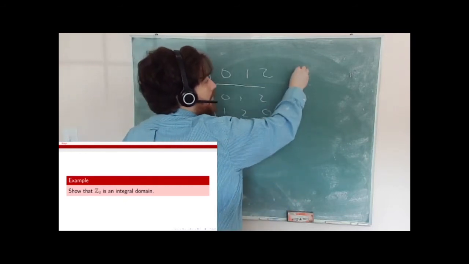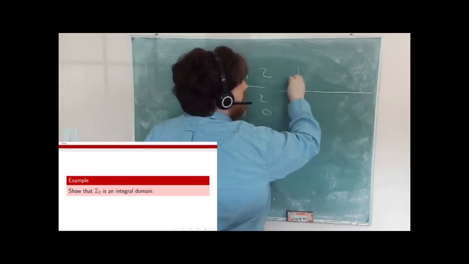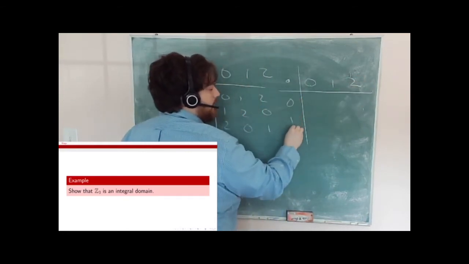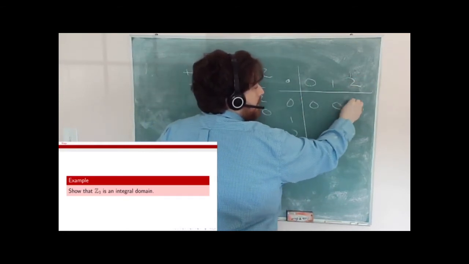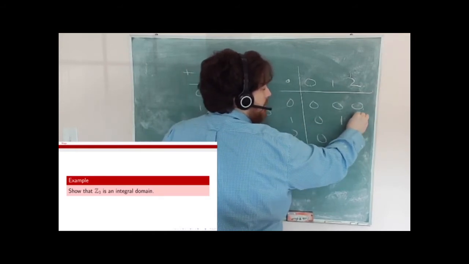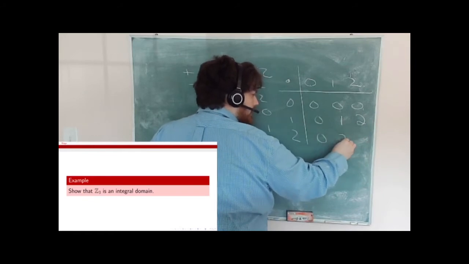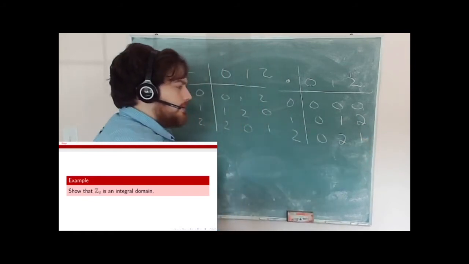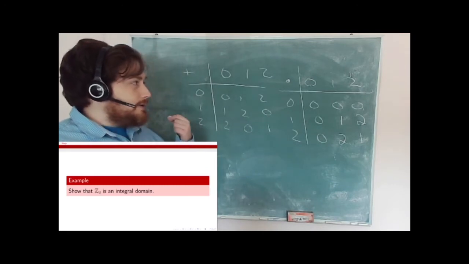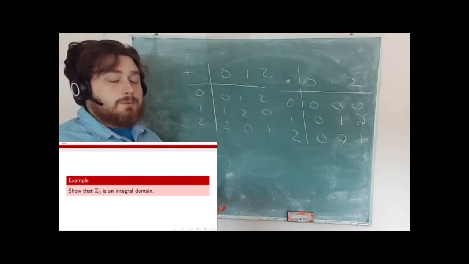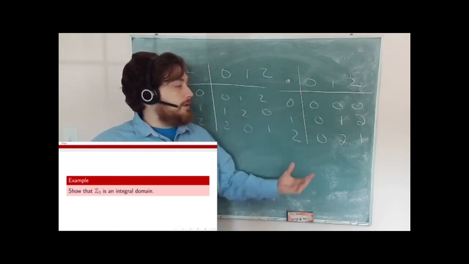If I look at the multiplication now, what I get is 0, 1, 2, 0, 1, 2. And so 0 times anything is 0. 1 times 1 is 1. 1 times 2 is 2. And then 2 times 2 mod 3 is just 1. And so what I have is that Z3 under addition will look like this, and it'll be a commutative group. But under multiplication, we'll get this.